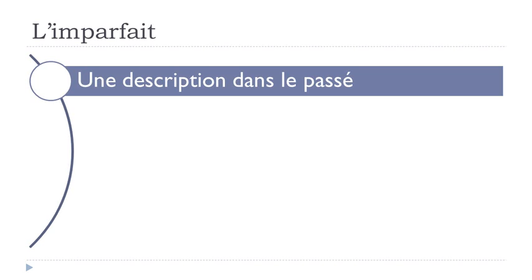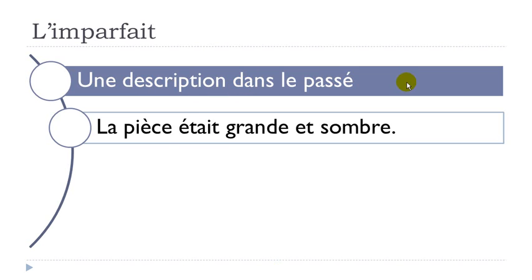The first situation when we will use l'imparfait is if you want to describe something in the past, une description dans le passé. Like in this example here, la pièce, the room, était, that's the verb here. The verb is to be, and it's the imparfait form, était, grande, big, et sombre, dark. In that case, you want to describe the room, then you should use l'imparfait.